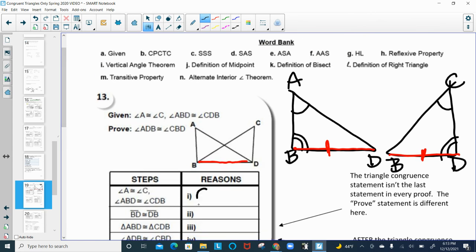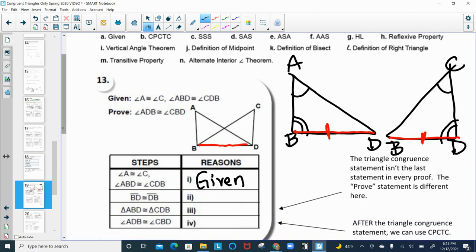We have given. Now in step 2, it says that BD is congruent to DB. Well, that's the same size. So that is because of the reflexive property. If something is the same as itself, it's like looking in the mirror. So that's reflexive. That's letter H.